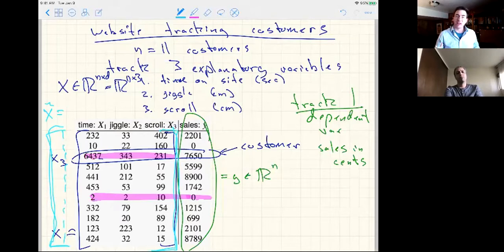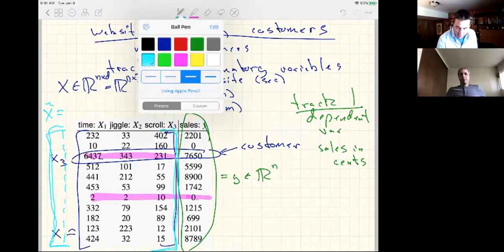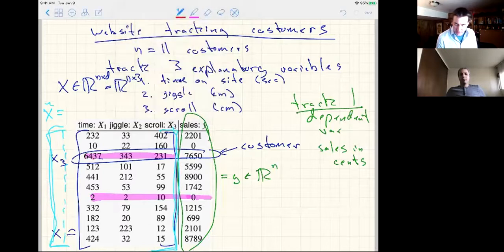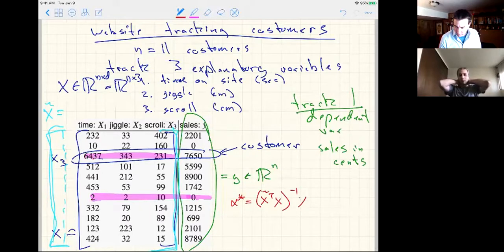Okay, so now I can say that if a customer already comes to my site, I might expect some default amount of money they're probably going to spend because they already made it to the site. That's already a good sign, right? So there's some offset that I can now factor in. Okay, and then I can solve for the optimal model here. Alpha star, which is my optimal model, is going to be X tilde transpose X inverse X transpose Y, right?